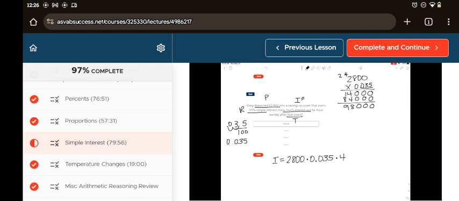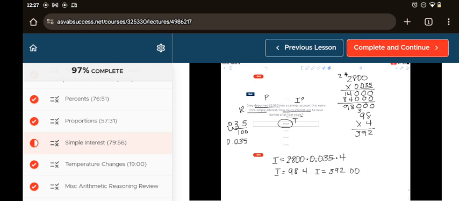So I is equal to 98. This becomes 98 times 4. So let's do that math real quick. 4 times 8 is 32. Put the 2, carry the 3. 4 times 9 is 36. Plus 3 is 39. So interest equals $392. And there we go. Okay, let's move on to number 5.